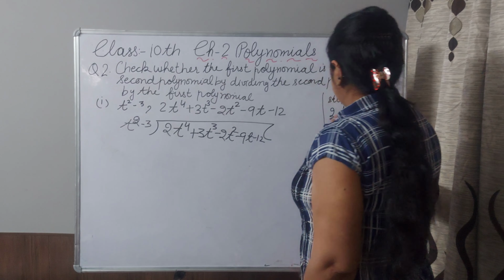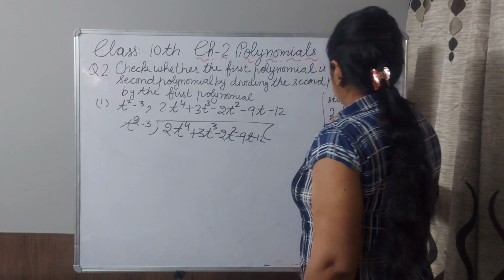Take this first term 3t raised to power 3 and divide by the first term of the divisor, t square. You will get 3t. This 3t you will write right here. Now this 3t multiply by the divisor t square minus 3. What do you get? 3t cube minus 9t.